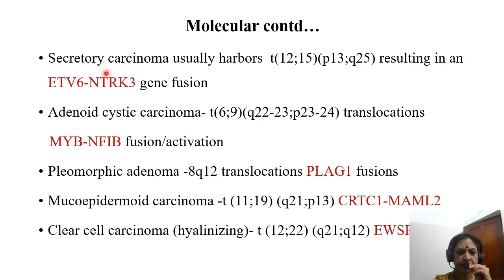Secretory carcinoma usually harbors the translocation t(12;15), and the resulting gene fusion is ETV6-NTRK3. Adenoid cystic carcinoma, the translocation leads to MYB-NFIB fusion. Pleomorphic adenoma, the PLAG1. Mucoepidermoid carcinoma, CRTC1-MAML2, that is mostly seen, and CRTC3-MAML2 is also seen. Hyalinizing clear cell carcinoma is characterized by EWSR1-ATF1.